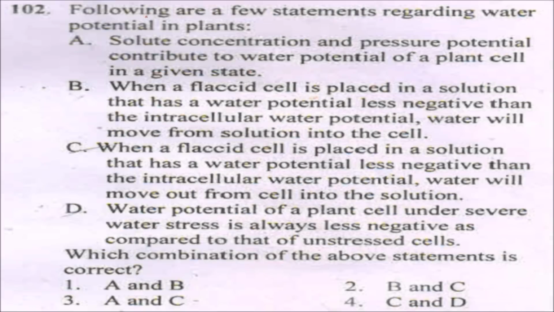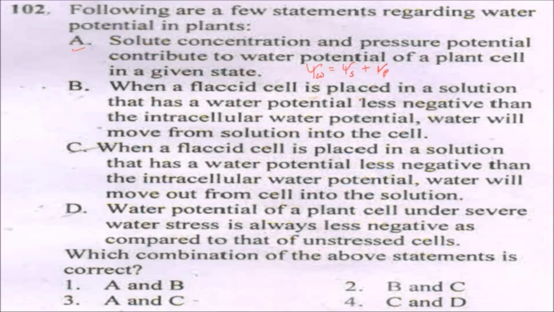Next one. Following are a few statements regarding water potential in plants. Solute concentration and pressure potential contribute to the water potential of the plant cell in a given state. It is true because we know that water potential is equal to the solute potential plus the pressure potential. We represent it somewhat like this. So the statement is right.